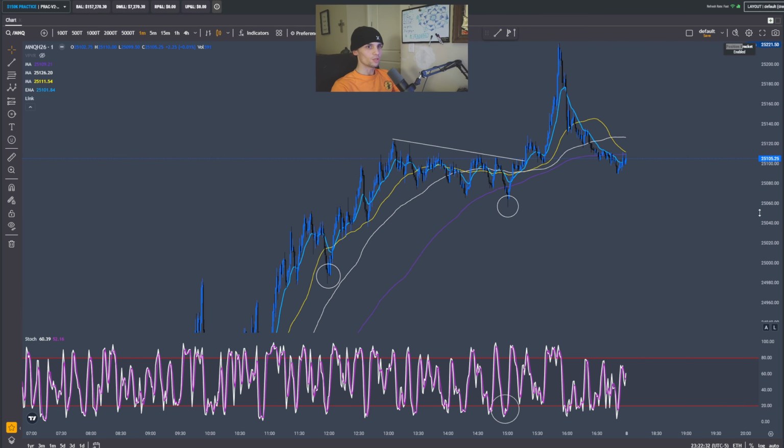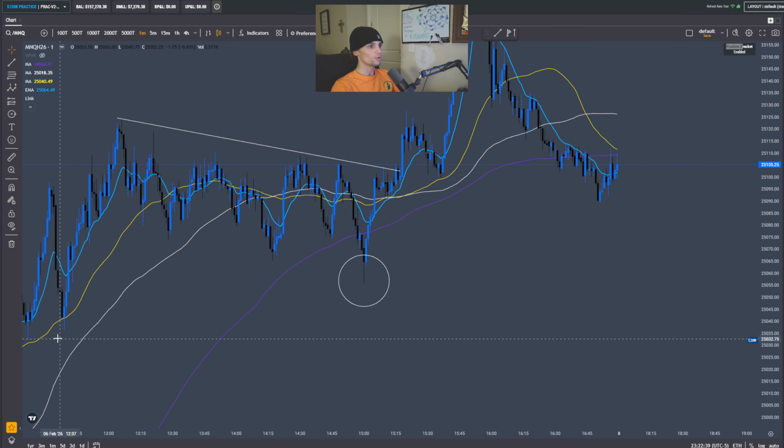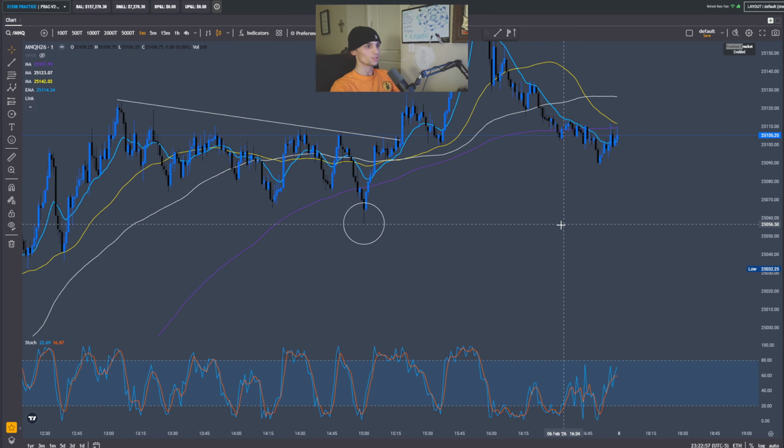I'm just going to show you some simple plots that I already have marked up. So down here, we have the stochastic indicator, and I'll show y'all how to add this and what we use it for. So if you go up to the top right here on TopstepX, it says indicators. We're going to click on that. And we're going to type in Stoch, and you will see one that says stochastic. The stochastic RSI is a little bit different, but today we're going to be using the regular stochastic oscillator.